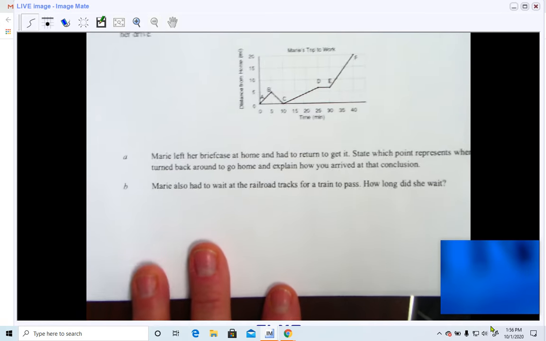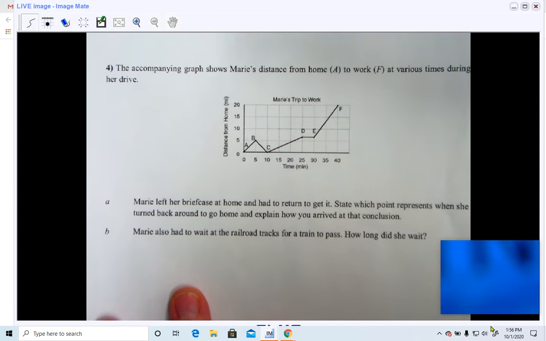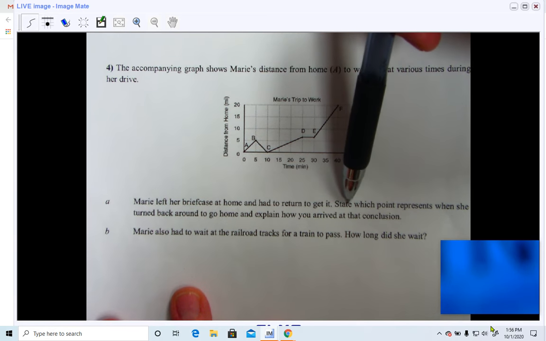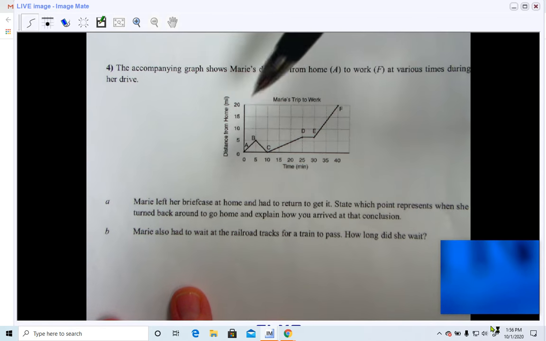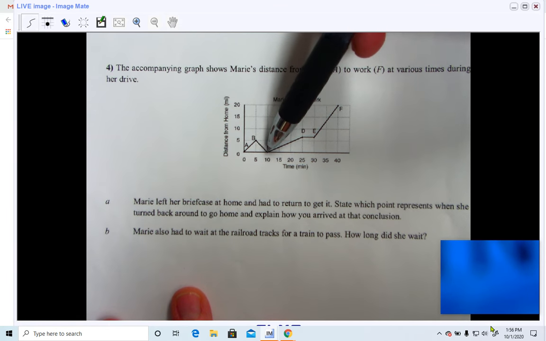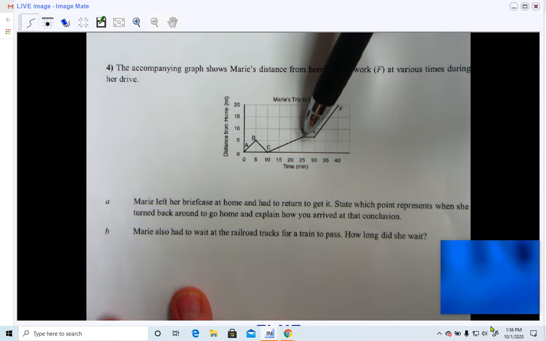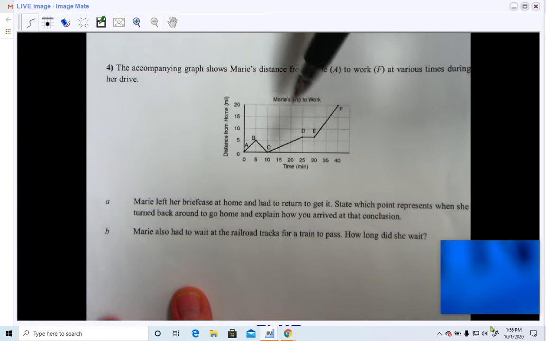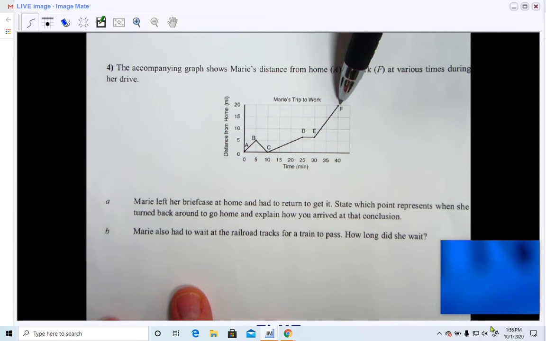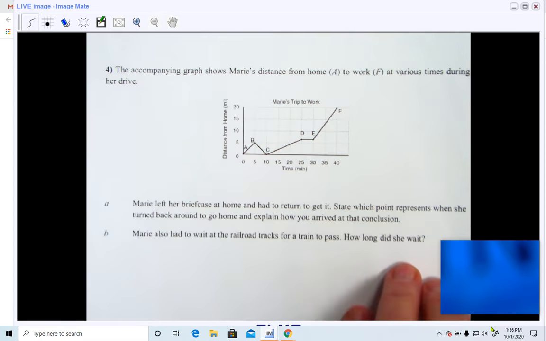Okay, number 4. Marie's distance from home is A, work is F. So a lot happened between A and F. So A, Marie left her briefcase at home and had to return to get it. State which point represents when she turned back around to go home. Well, it had to be she went from A to B, where she turned around and went back home to C, because C is home where she started. So from C to D, she had to wait. That would be B. She waited at the railroad tracks. Then from D to E, before E to F, she proceeded to work. So that is also relatively simple.